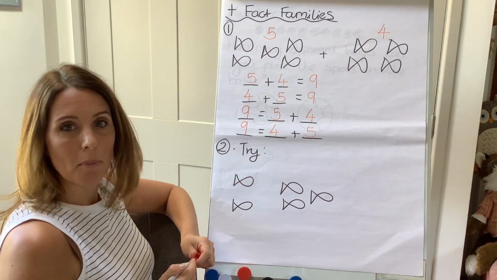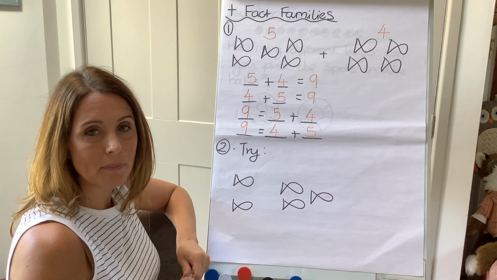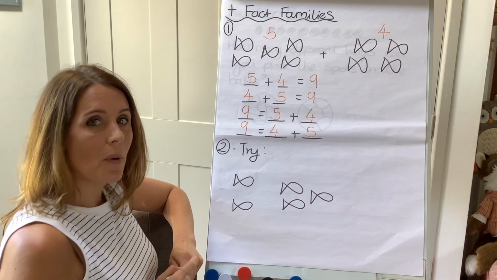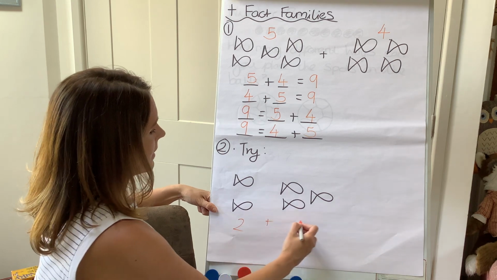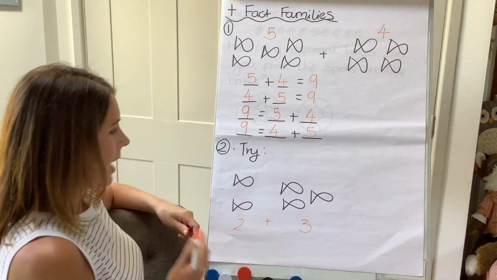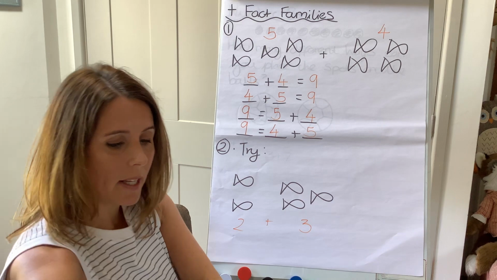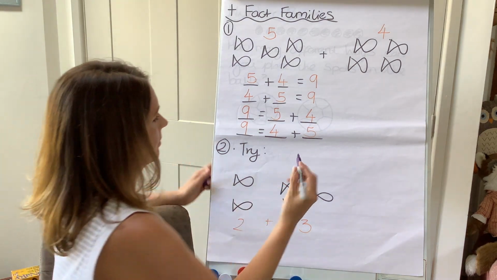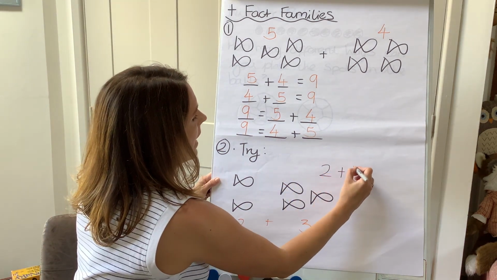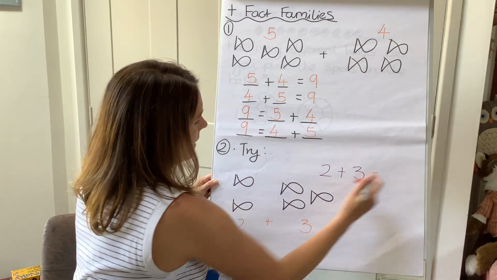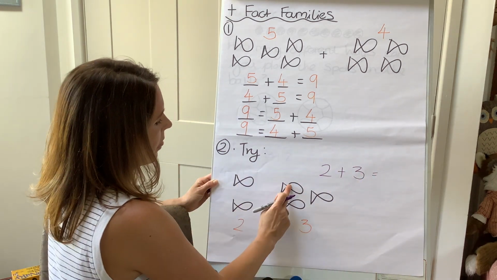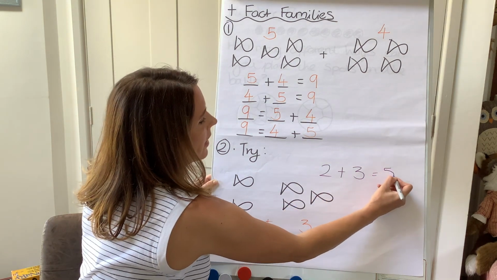Try this one. Pause this and have a go at that one. Okay, so this time you've got 2 and 3 that you're adding together. So we can have 2 add 3 combined together, added together, is equal to 2, 3, 4, 5, is equal to 5.